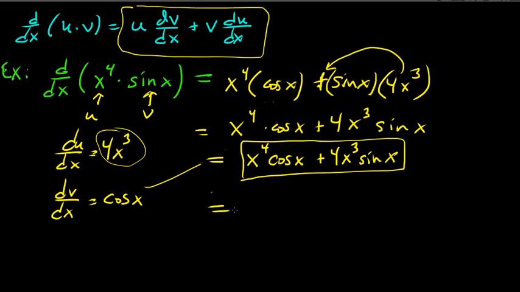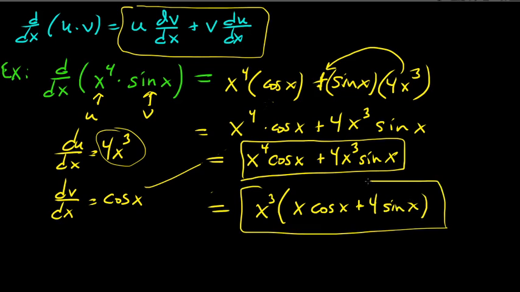You could, of course, factor out a factor of x cubed. So this will just be x times cosine of x plus 4 times sine of x. I'm not sure that helps, but here's where it would help. Let's suppose you want to know where the tangent line is horizontal. Remember we did that last time? What would you do? You would set this equal to 0.